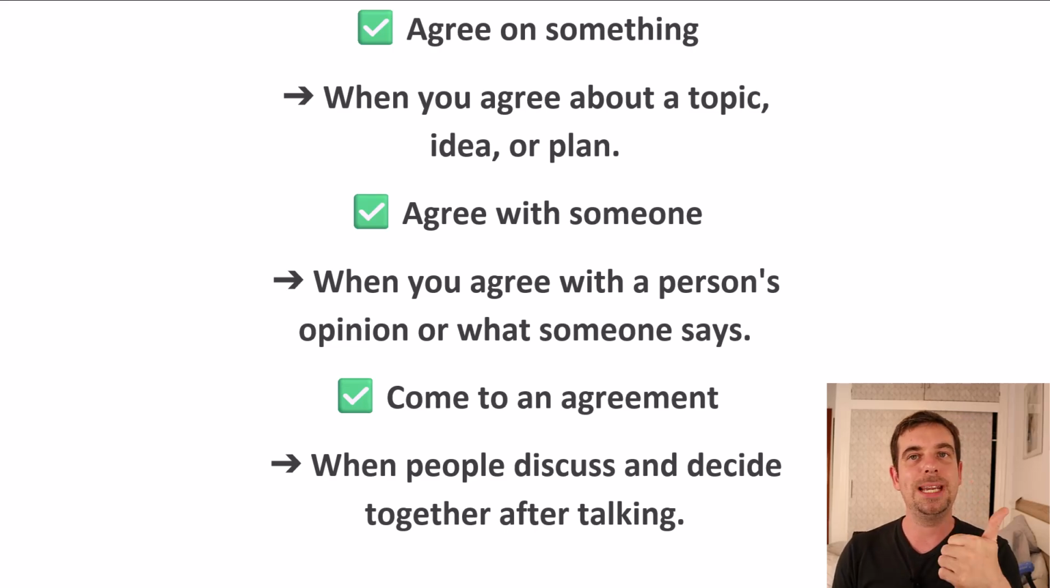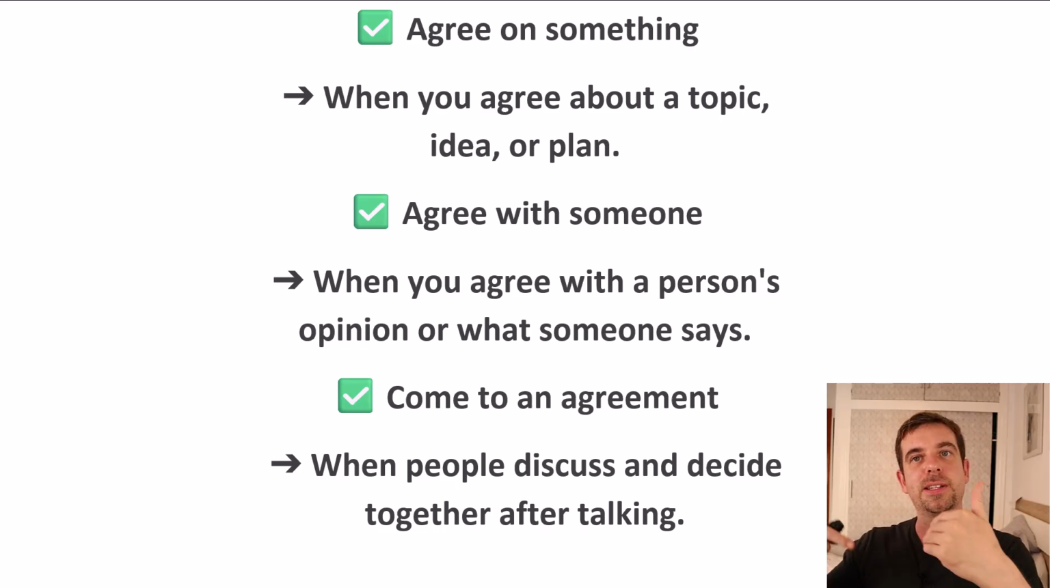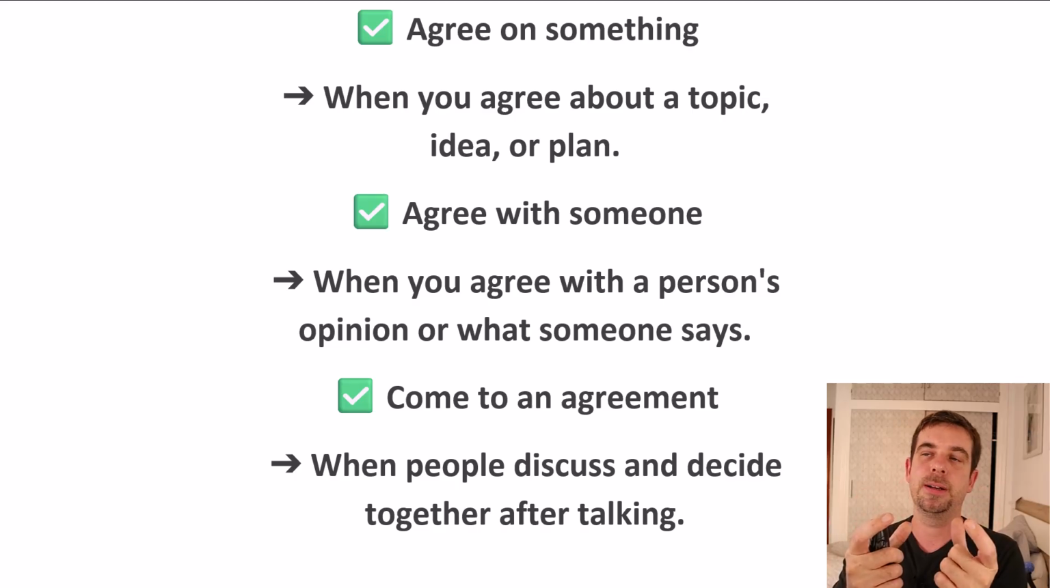So let's look just at agree. We've got to agree on something, to agree with someone, and to come to an agreement. So agree on something is when you agree on a topic, idea, or plan. I agree with you, you agree with me. We all agree on this idea, this plan, right? And agree with is much more about opinion. As in, you have your opinion, I have my opinion, you agree with me.